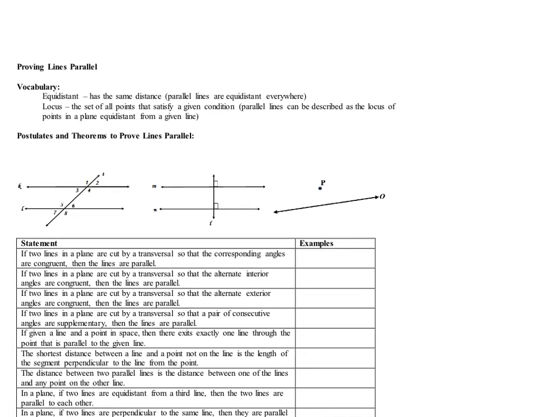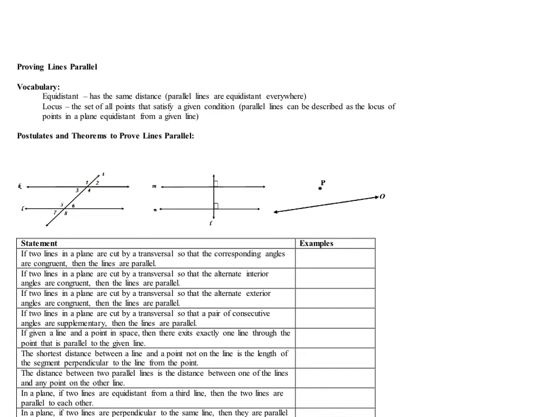Locus. Equidistant defines itself, but locus does not. A locus is a set of all points that satisfy a given condition. Definition: parallel lines can be described as the locus of points in a plane equidistant from a given line. So, locus of points, set of points, or a path of points. The loc part of locus is talking about location. If you take the word location and combine it with focus, you get locus. So you're focusing on location. That's all locus is talking about.